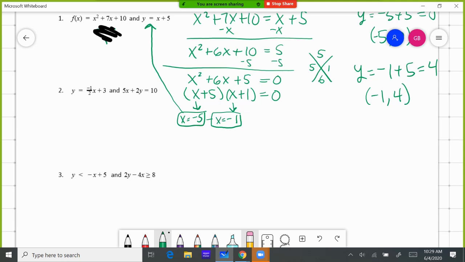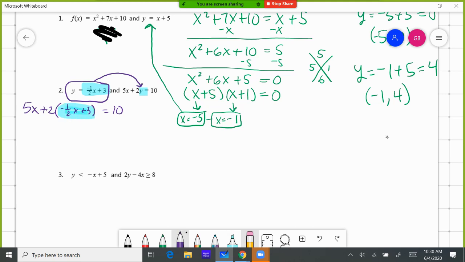Number 2, y equals negative 1/2 x plus 3 and 5x plus 2y is equal to 10. I'm going to solve this one by substitution. Since I know what y is, I'm going to substitute it in here for the y value. So 5x plus 2 times (negative 1/2 x plus 3) is equal to 10. Okay, I substituted the y value. I replaced this y with all of that, which is this part here.